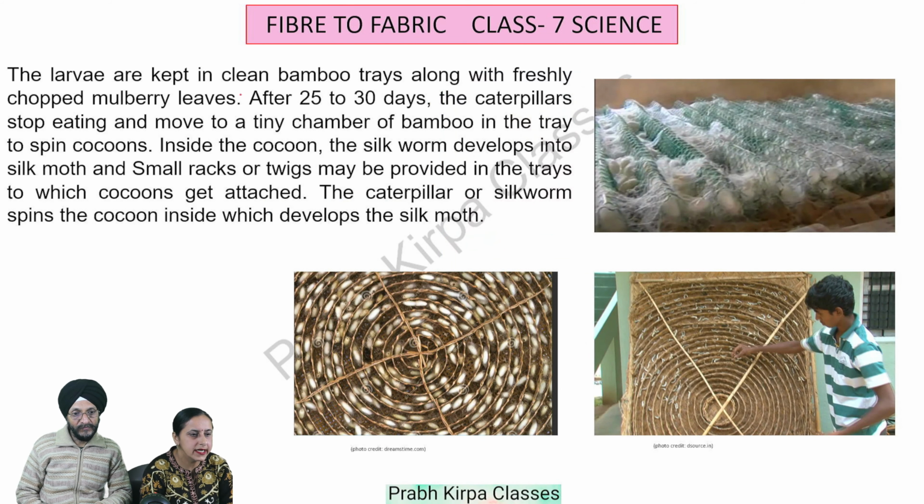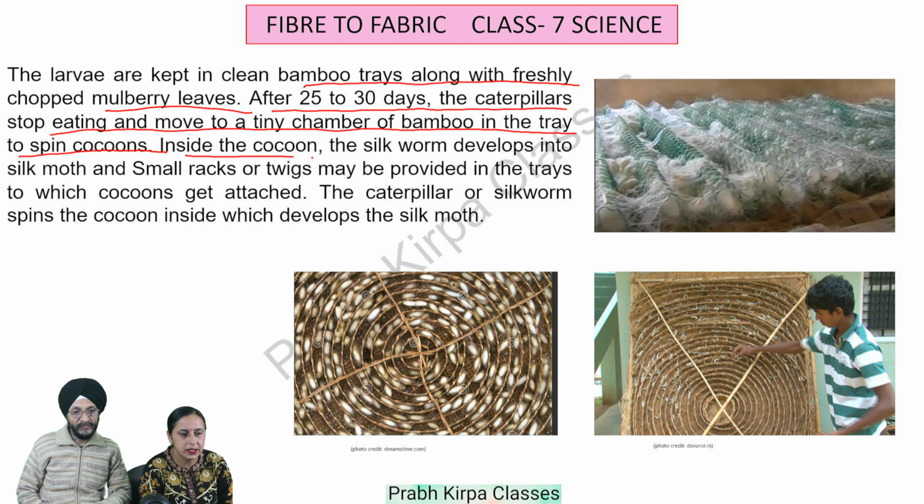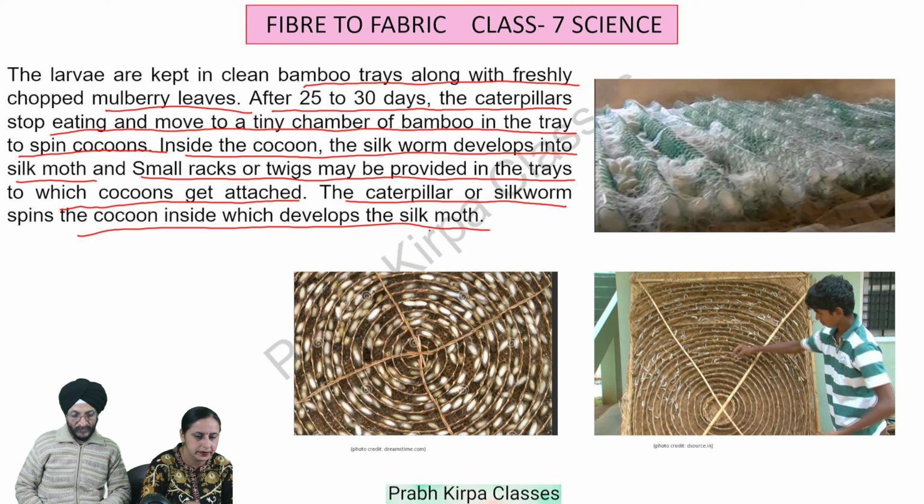The larvae are kept in clean bamboo trays along with freshly chopped mulberry leaves. After 25 to 30 days, the caterpillars stop eating and move to a tiny chamber of bamboo in the tray to spin cocoons. Inside the cocoon, the silkworm develops into silk moth, and small racks or twigs may be provided in the trays to which cocoons get attached. The caterpillar or silkworm spins the cocoon inside which develops the silk moth.